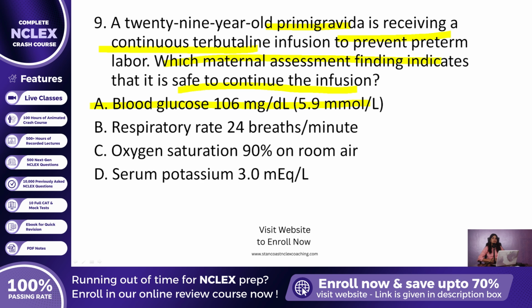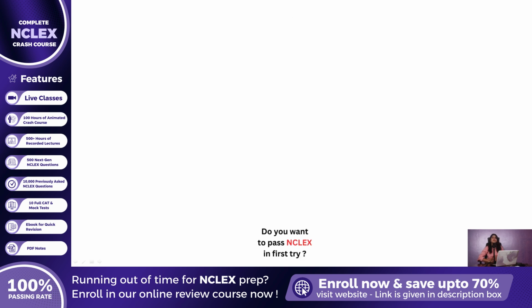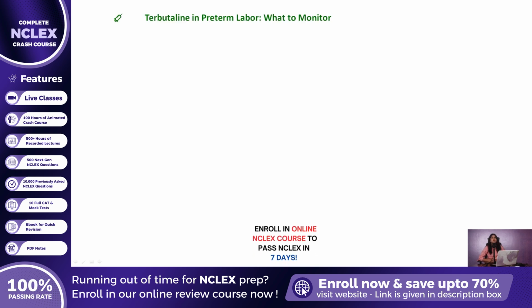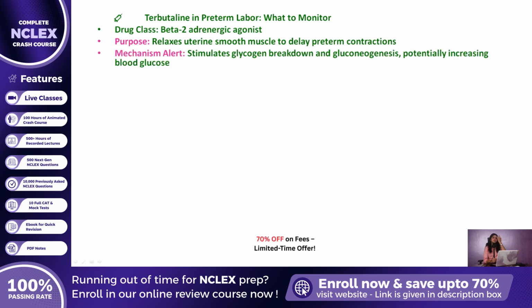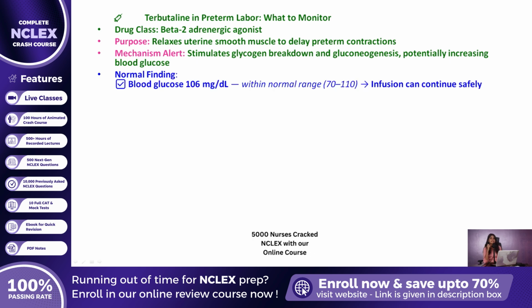Now, let us break down why this finding supports continued therapy and why the others indicate potential harm. Terbutaline is a beta-2 adrenergic agonist used to relax uterine smooth muscle and delay preterm contractions. However, it has systemic effects, including raising blood glucose levels by stimulating glycogen breakdown and gluconeogenesis. A blood glucose reading of 106 milligrams per deciliter falls within the normal range of 70 to 110 milligrams per deciliter, showing that the client is tolerating the medication without significant metabolic stress, and thus the infusion can be safely continued.